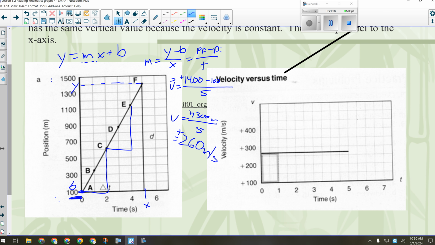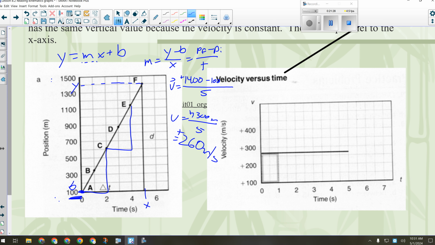So those two graphs are showing the same thing, but it looks a lot different, because it's two different points of view. Where the object is versus how fast it's going. Very different points of view.